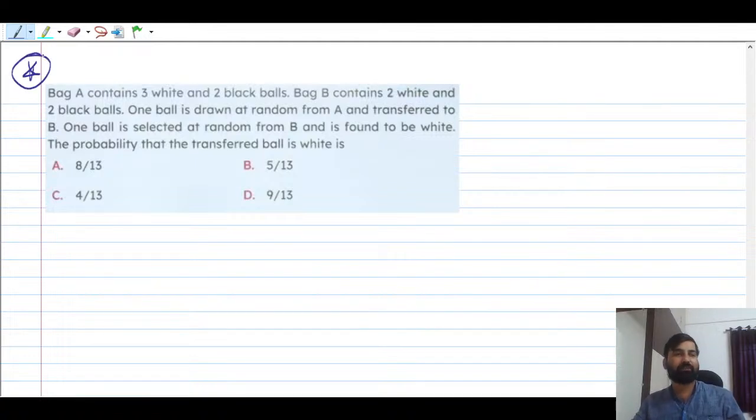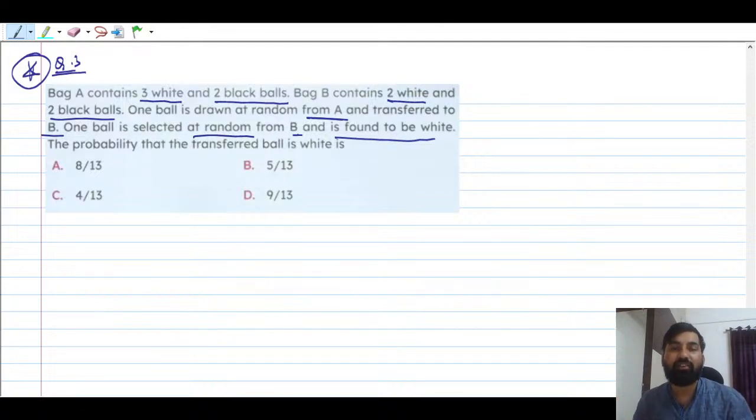So a bag contains, suppose this is question number 3. Bag A contains 3 white and 2 black balls. I think many of you might be facing a lot of problems solving this kind of question. Bag B contains 2 white and 2 black balls. One ball is drawn at random from A and transferred to B. One ball is selected at random from B and found to be white. What they are saying is found to be white. I hope you understand. The probability that the transferred ball is white. This is a very good question.